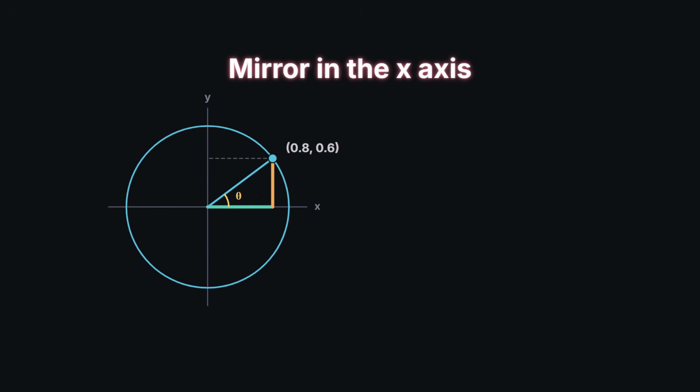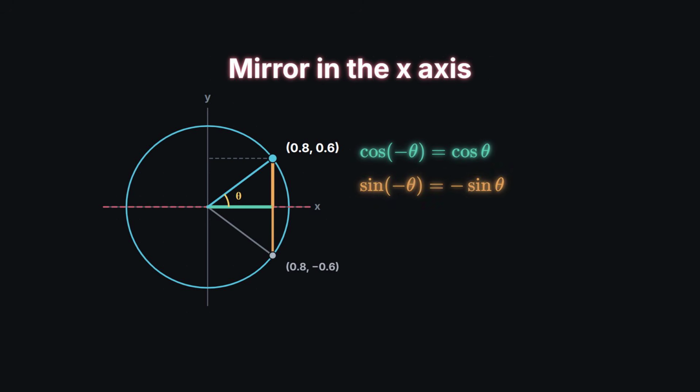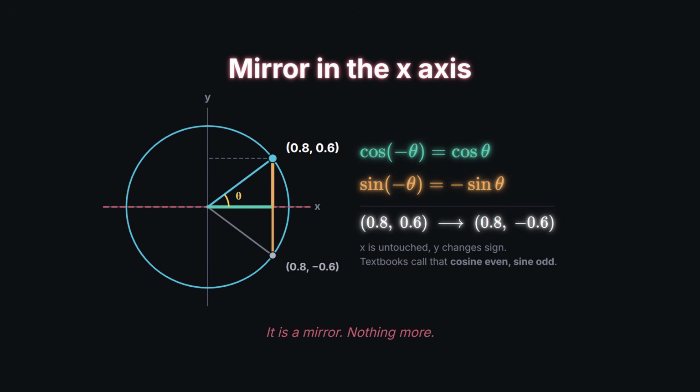The last 3 things people memorize are all the same move. Reflect the circle. First, reflect in the x-axis. That turns theta into minus theta. The point keeps its horizontal position, and flips its vertical one. So cosine of minus theta is cosine theta, and sine of minus theta is minus sine theta. On our point, 0.8, 0.6 becomes 0.8, minus 0.6. Textbooks call cosine even and sine odd. It is a mirror in the x-axis.